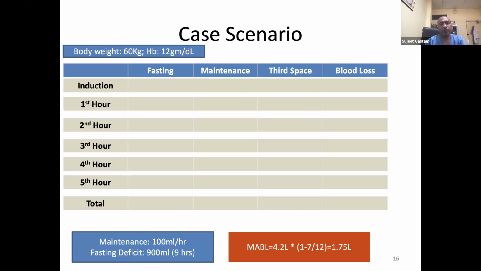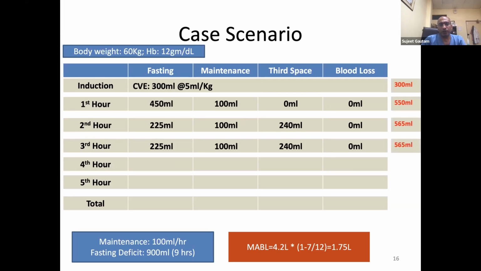And I have done a few basic calculations: maintenance fluid of 100 mils per hour, then fasting deficit was 900 mils and MABL was 1.75. So our patient underwent 500 mils of fluid loss in the last 2 hours. So we don't need any blood in this case. So initially at the time of induction, for compensatory vascular expansion we gave 300 mils crystalloid.